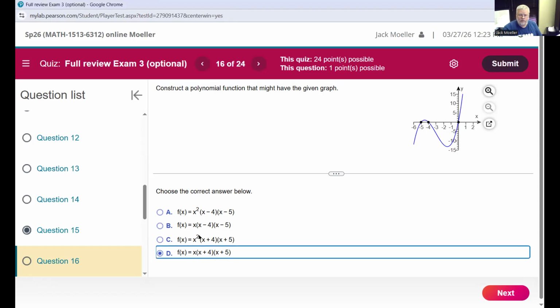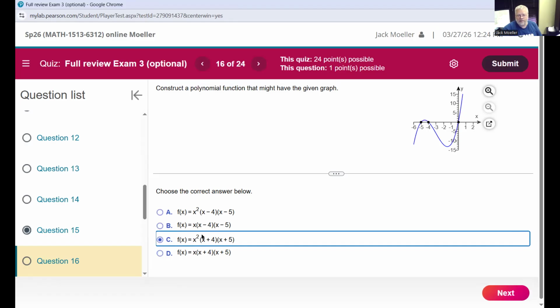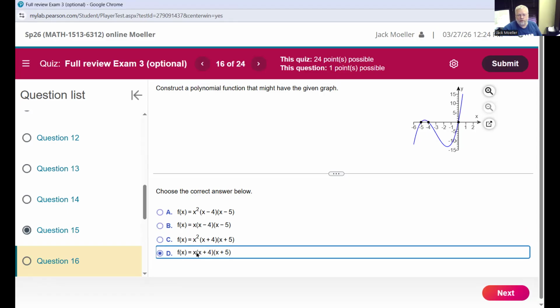Well, C has x squared and D has x. And so that's where x was equal to 0. So if you look at x equals 0, what's happening on the graph? It's crossing. So if it's crossing, is the multiplicity odd or is the multiplicity even? Well, crossing means odd multiplicity. So it can't be C because that's an even multiplicity. Right? So that's a multiplicity of 1, so it has to be D.